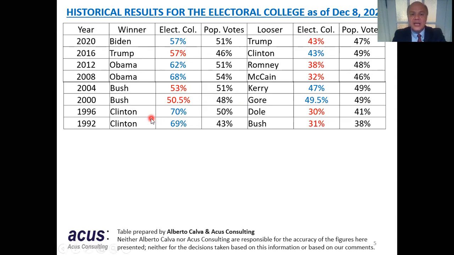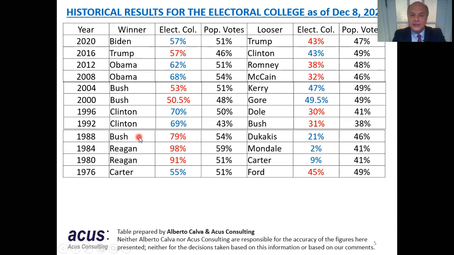Before this, it was Bill Clinton 1992 and 1996 with 70% and 69%, and also winning the popular vote. Previous to this, George Bush father got 79% of the Electoral College votes and 54% of the popular votes, defeating Dukakis in this case. Ronald Reagan in 1980 and then 1984 got 98% and 91% of the Electoral College. But look at the popular vote. He got 59 and 51. I mean, he didn't get that much difference as he did with the Electoral College.